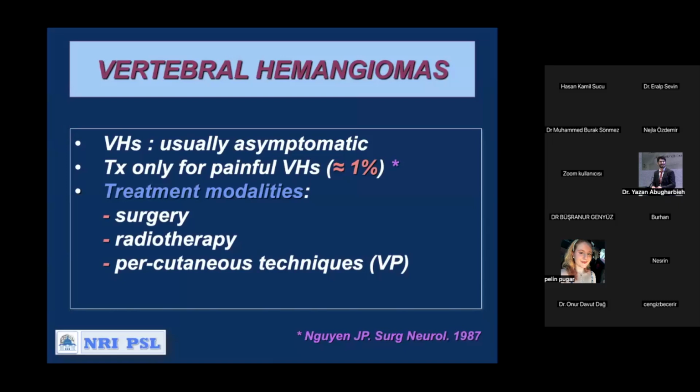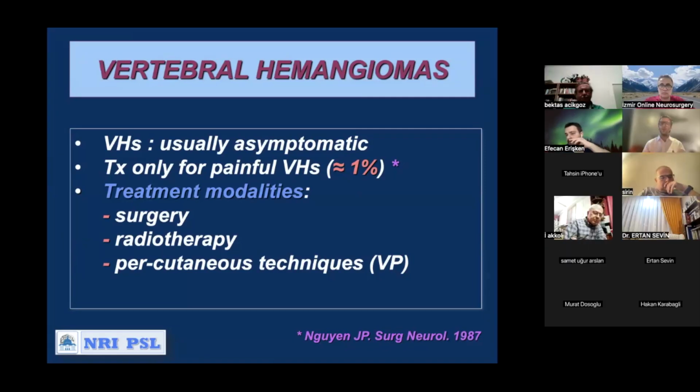On the last webinar, we talked about vertebral hemangioma. So you know that vertebral hemangiomas are very frequent, but usually they are asymptomatic. The percentage of symptomatic vertebral hemangioma is around 1% of the cases, mostly the aggressive hemangioma with extension to the perivertebral space and to the epidural space or the posterior arch. And you have different modalities to treat this vertebral hemangioma: anesthesia, surgery, radiotherapy, which is not really used frequently, and percutaneous technique.